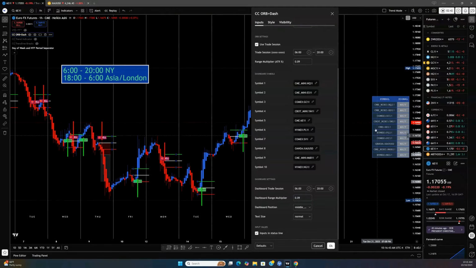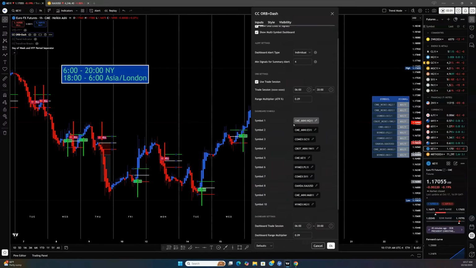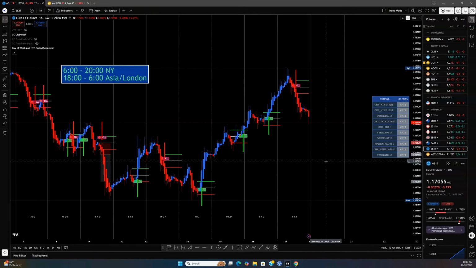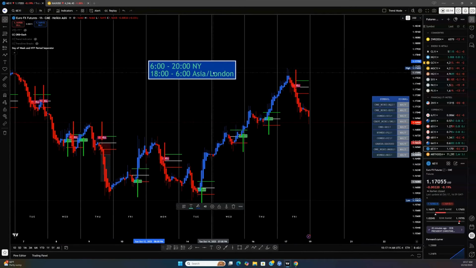So the dashboard is here. You can have it set up for New York, same range multiplier, and then you can move the dashboard anywhere you want on the chart. Okay, and you can make it tiny, small, normal, or large, and that's it with the settings. Okay, again, you can change the CC ORB to whatever pairs that you trade. All right, you can have the alert set up. So that's the time that I use for New York. That's the time I use if I'm trading the Asian London session for these breakouts.